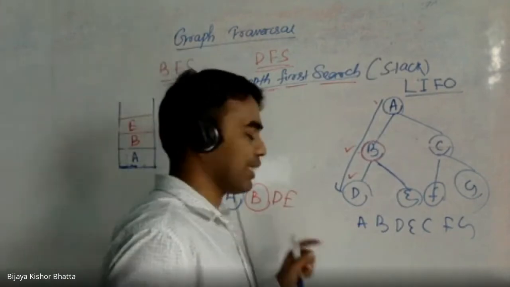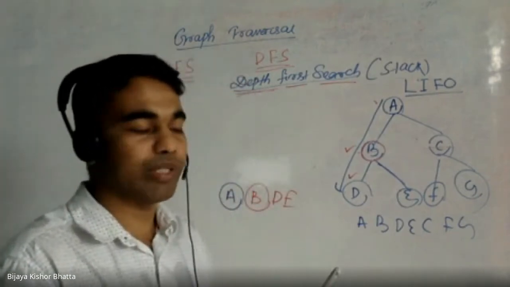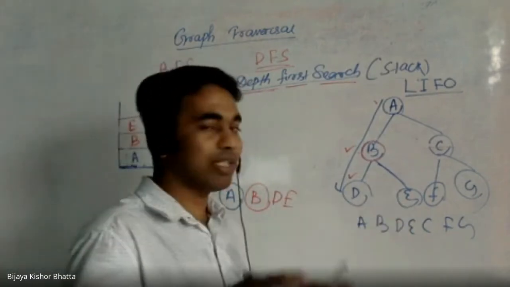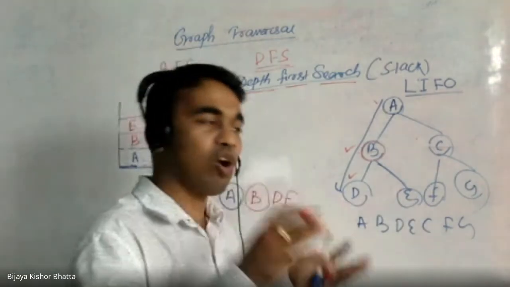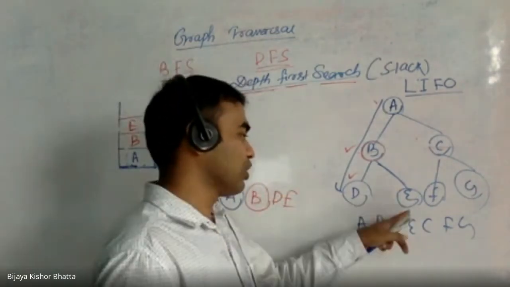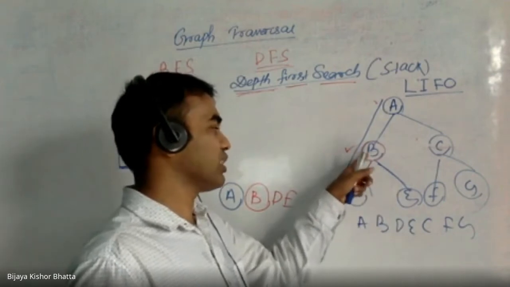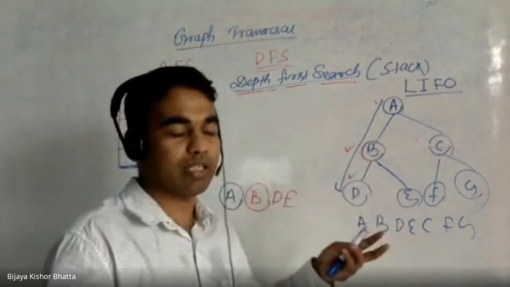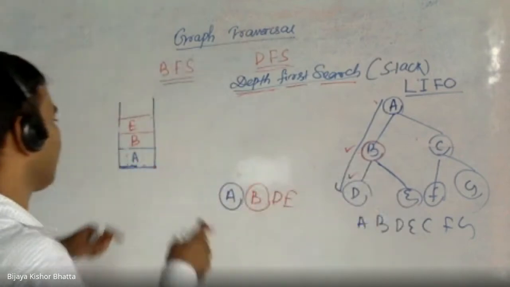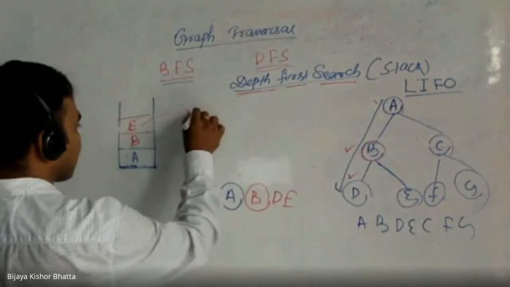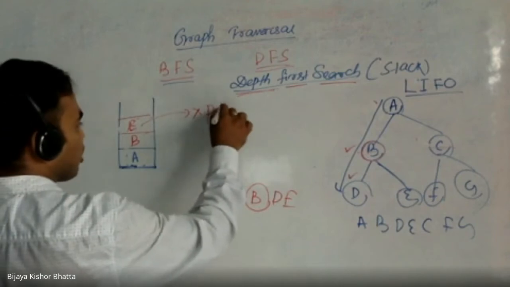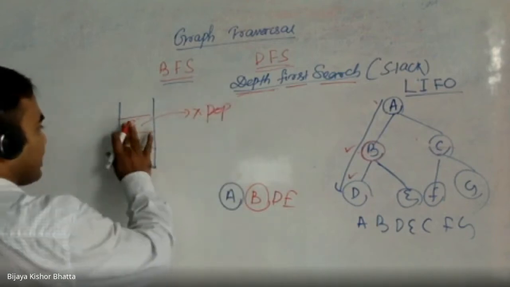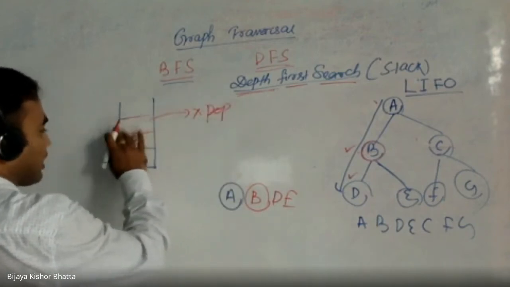Once it is processed, again you ask the same question to E. Hey, do you have any adjacency which is not processed till now? E has only one neighbor, which is B, and it is already processed. So E does not have any further child, so you need to pop E from the stack. Once E is popped, now your stack is looking like this.